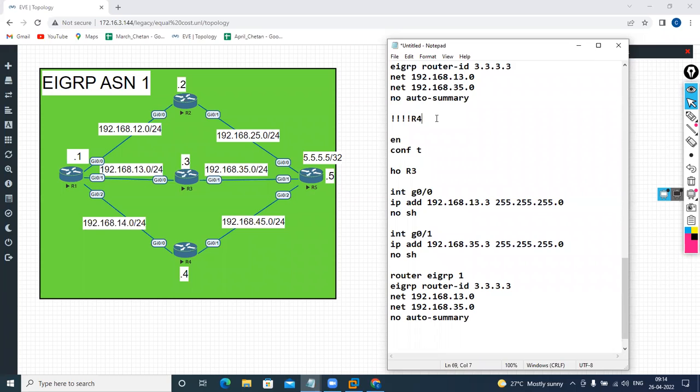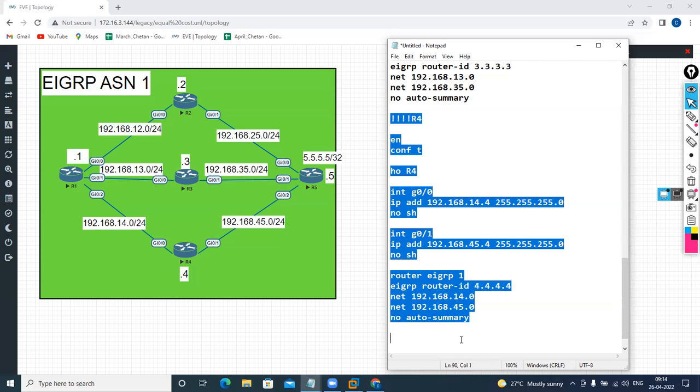So on R4, Z0/0 will be 192.168.14.4 and Z0/1 will be 45.4. Router EIGRP 1, router ID will be 4.4.4.4. You need to advertise 14.0 and 45.0.